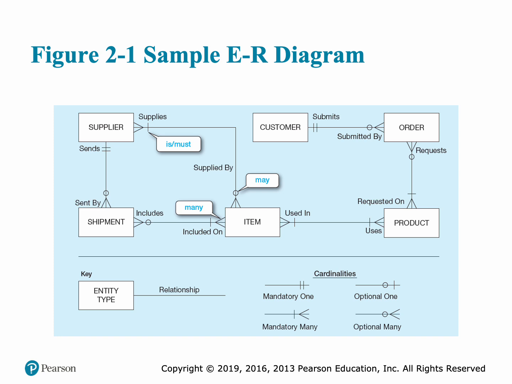Figure 2.1 is a sample ER diagram. You can look at supplier supplies many items, many to many. Supplier sends shipment. Shipment contains items. Customer submits an order. An order contains products, and products have several items. So you can see the entity types and relationships, with the key given below. Cardinalities are mandatory one, optional one, mandatory many, and optional many.